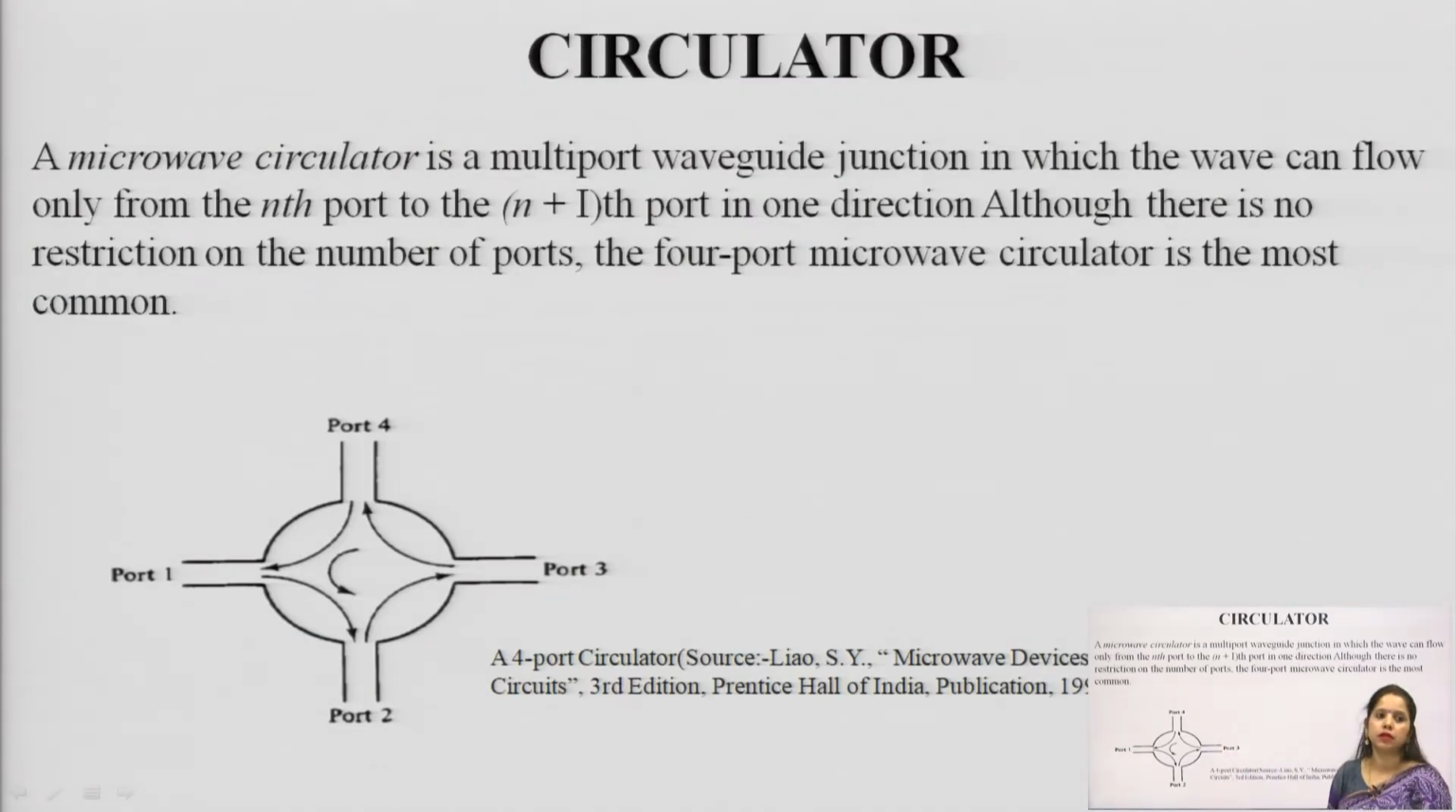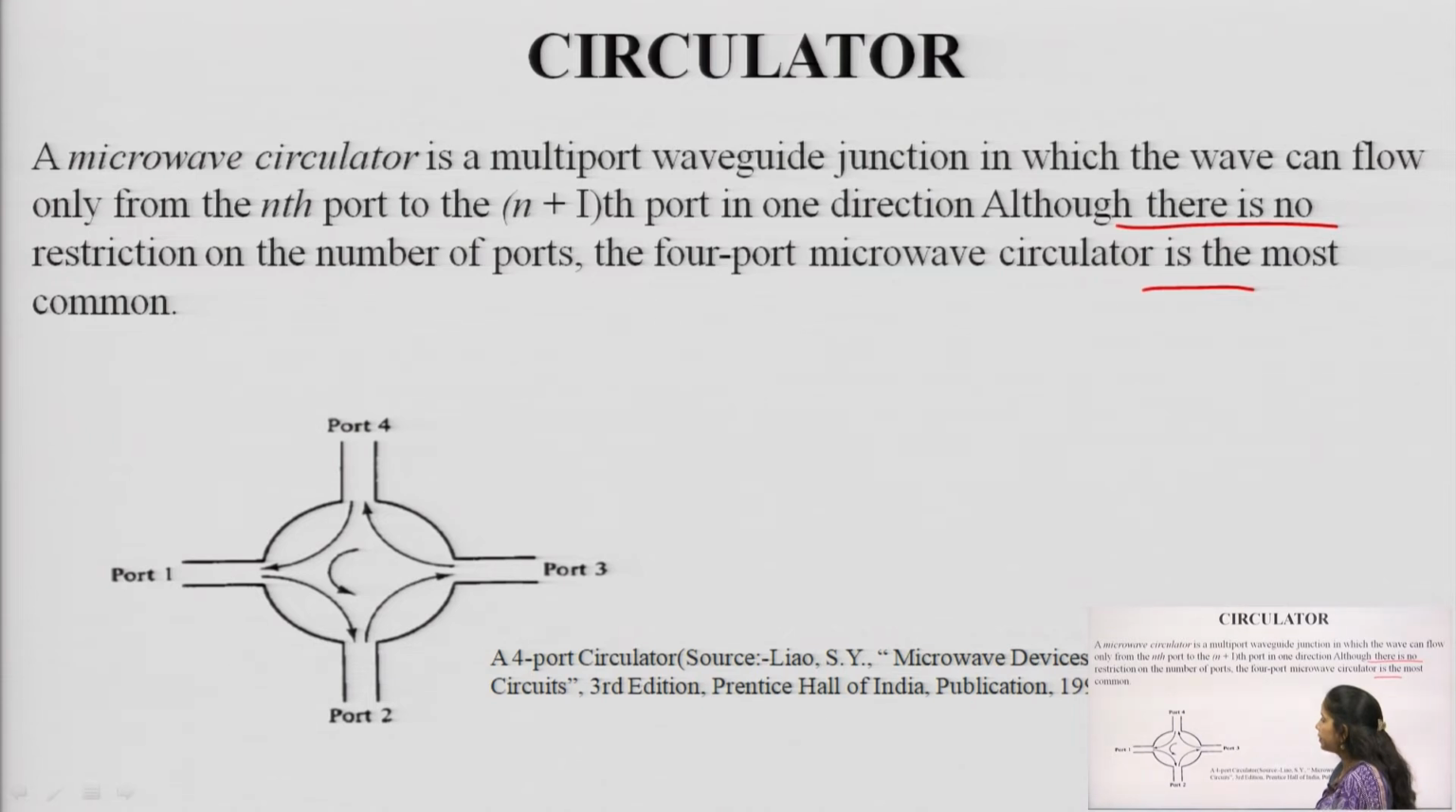Now comes the circulator. A circulator is basically a multiport waveguide junction in which the wave flows only from the nth port to the n+1 port in one direction. Although there is no restriction on the number of ports, the 4-port microwave circulator is the most common.